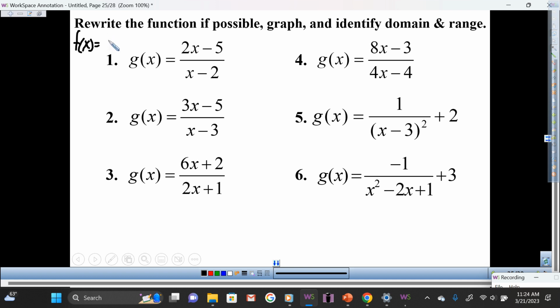No, the parent function. Yeah, 1 over x, or it has to look like this. Yes. Any other for 1 over x? Lorena? 2. What else? 3. 4. Any other, everyone? Tell me why Lorena said 1, 2, 3, and 4 for f of x equals 1 over x, please?